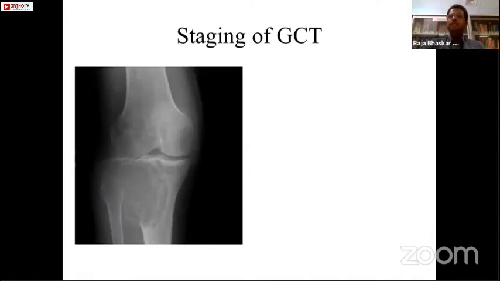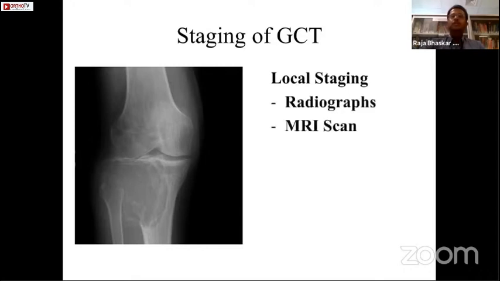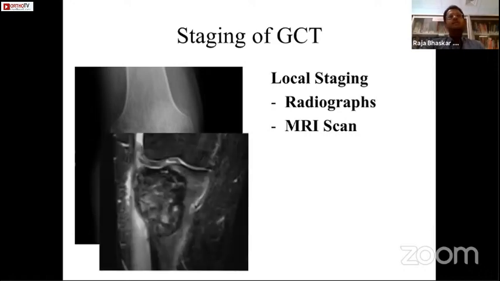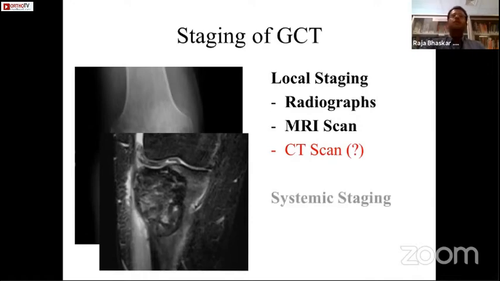The next important thing is staging of a GCT. Once you have confirmed it as a GCT, local staging with two-dimensional radiographs and MRI scan is enough. So the role of CT scans is actually just to find out the cortical thickness exactly. If you have a pathological fracture, sometimes it may help, but the first two, the X-rays and MRI, are enough.